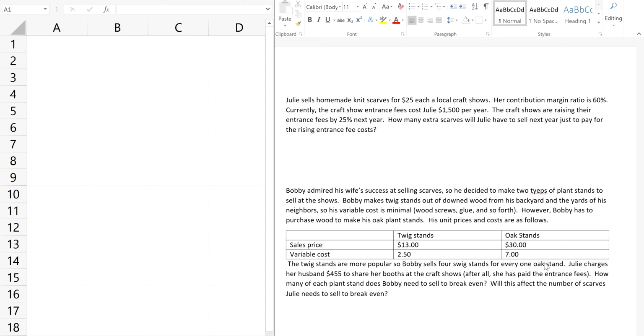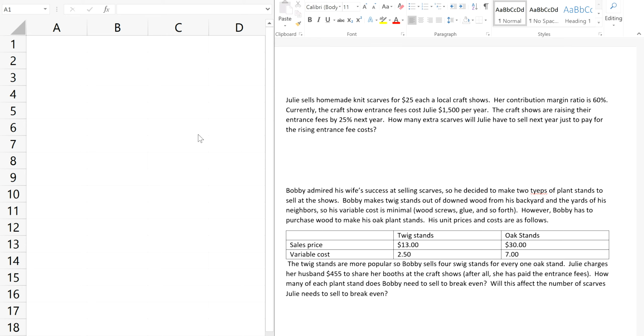So the question says, Julie sells homemade knit scarves for $25 each at a local craft show. The contribution margin ratio is 60%. Currently, the craft show entrance fee costs Julie $1,500 per year. The craft show is raising their entrance fee by 25% next year. How many extra scarves will Julie have to sell next year just to pay for the rising entrance fee cost?